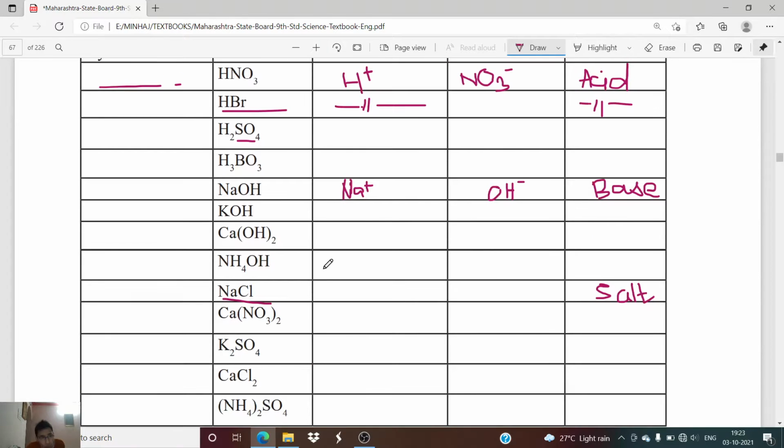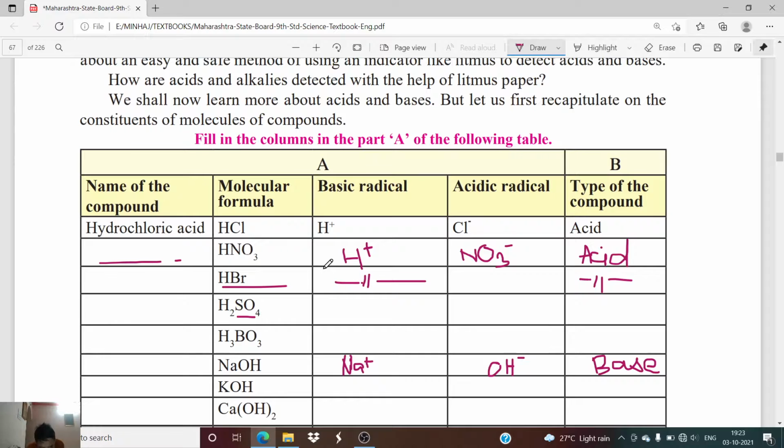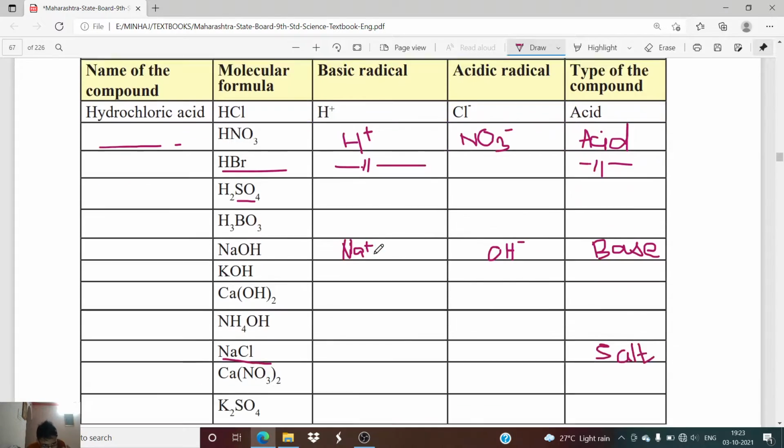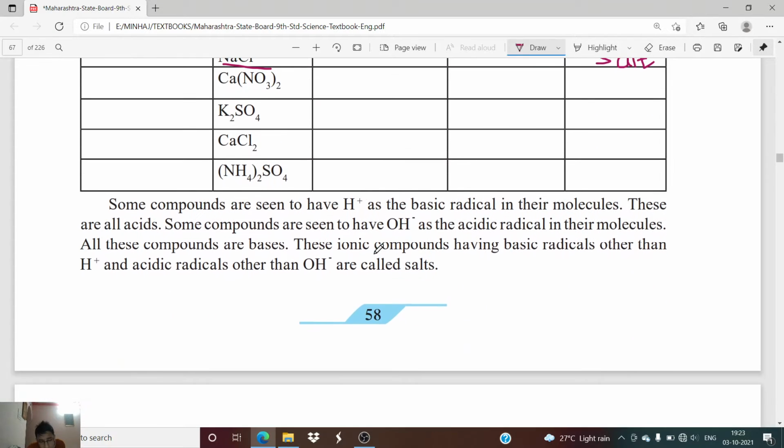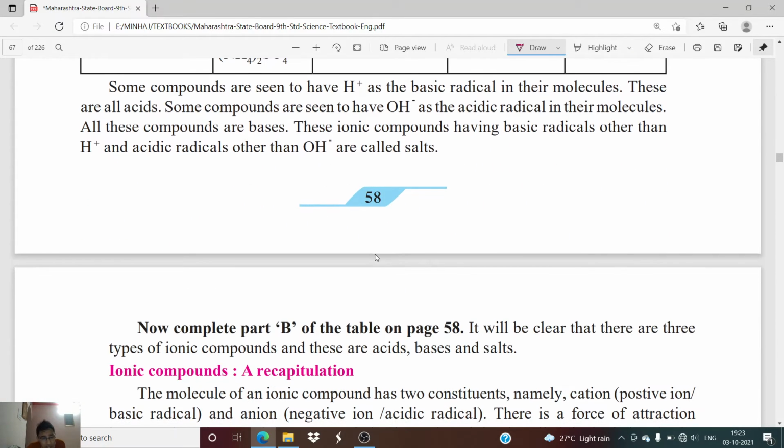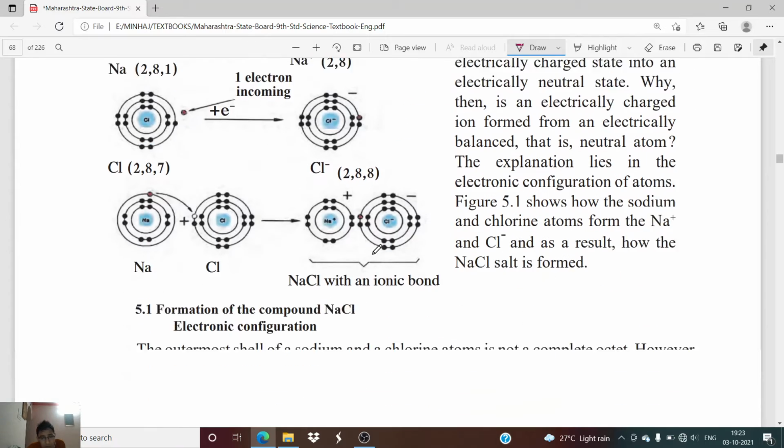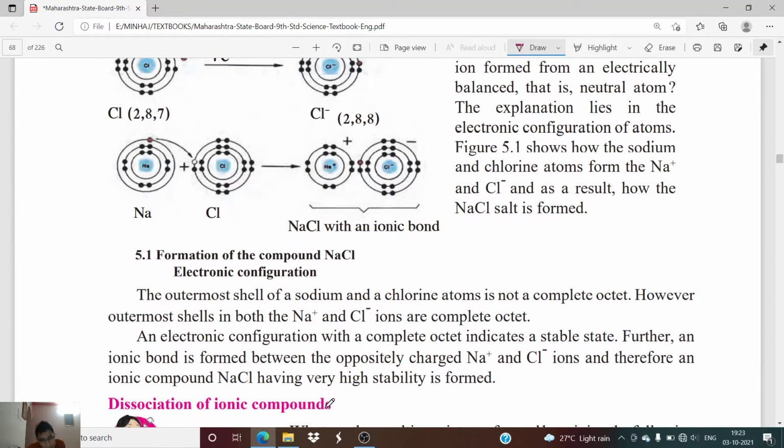For this lecture, your homework is to complete this table. You can complete the table in the textbook itself. Write down the name of the compounds, basic radicals, acidic radicals, and also mention the type of all these compounds. We will study the ionic compounds in the next lecture in detail. Okay, until then, goodbye.